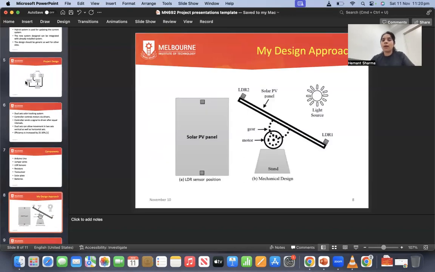Coming to my single design approach, part A shows the diagram for the solar panels and the position in which they are placed. This design is more focused on the mechanical aspect of the solar frame and the movement of the solar panel. The LDR sensor placement can be seen in part A, and the two sensors send data to the controller for comparison, and this difference will decide which direction the solar panel should move.